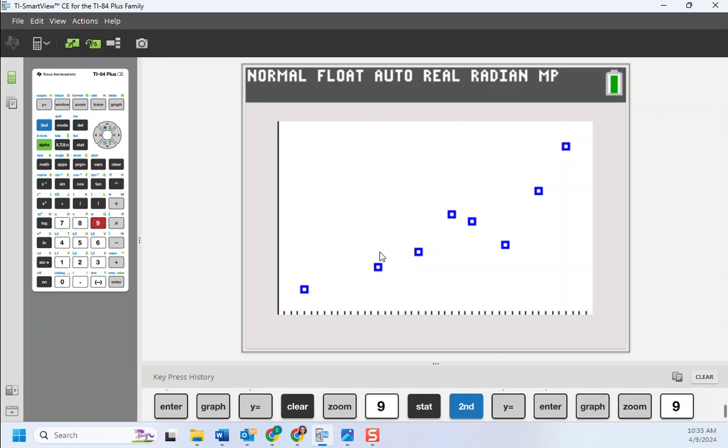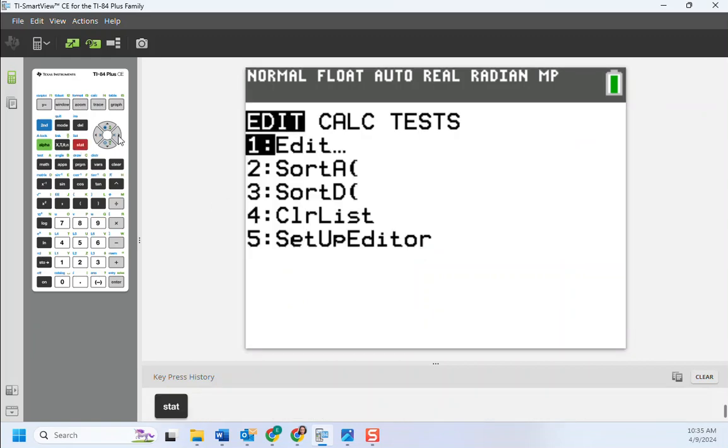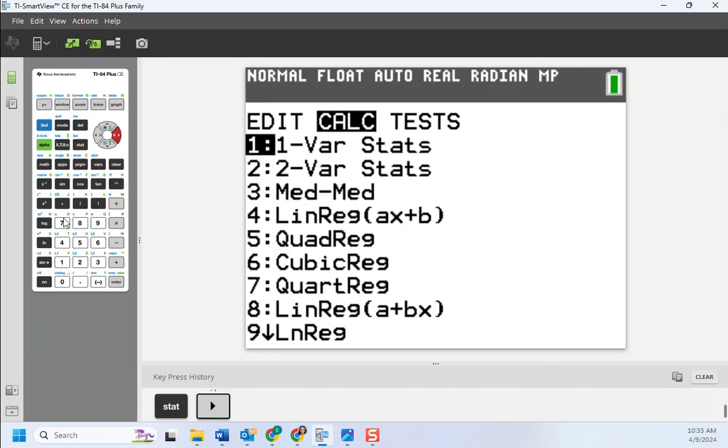Okay, so now we can see it's a positive correlation, possibly strong or moderate, not going to be a weak correlation there. So you can see that there. Now it says to find the equation of the regression line. So I'm going to go back to stat and calculate, and I'm going to do my linreg.